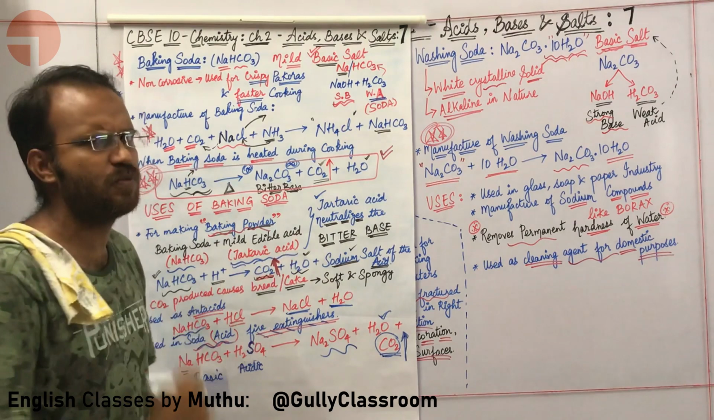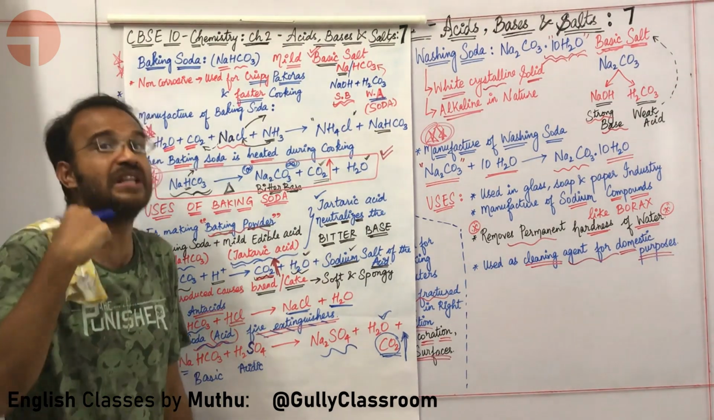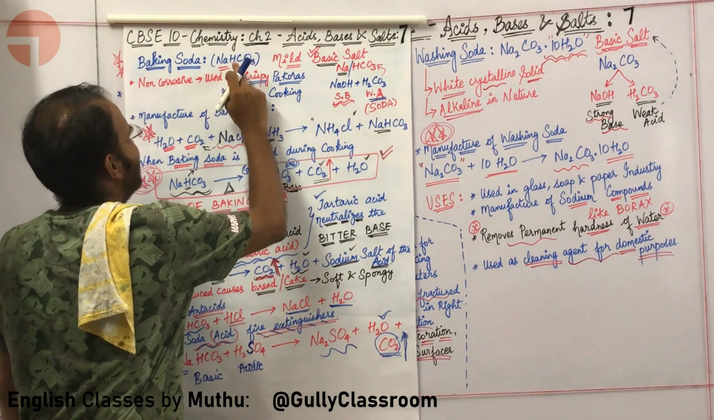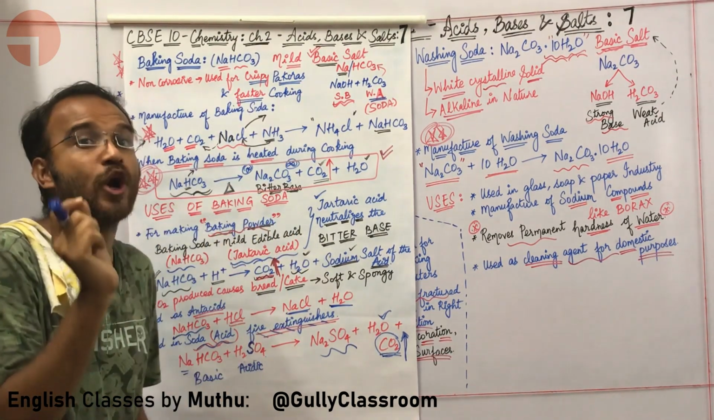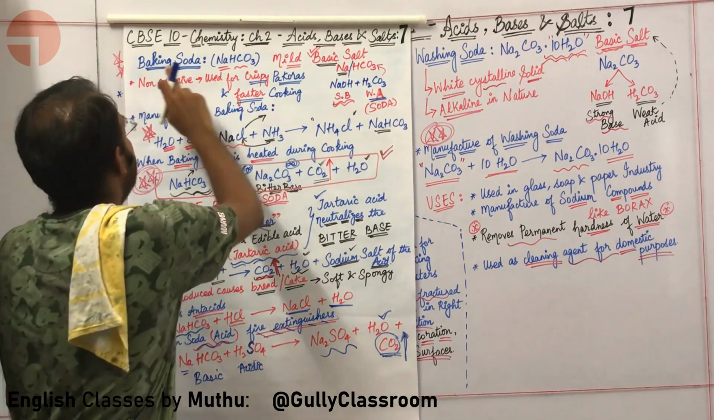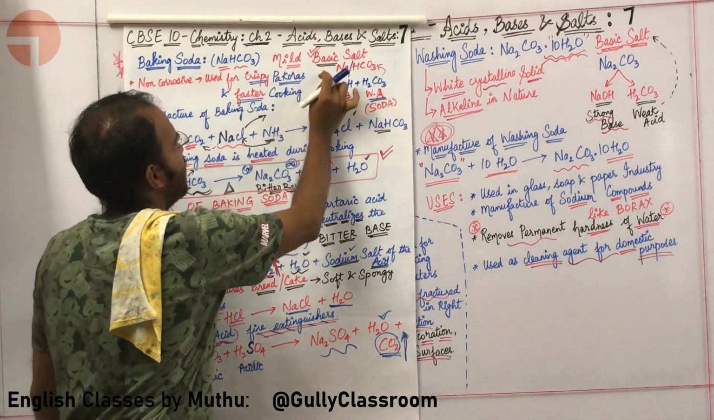Baking soda. What is baking soda? As we have seen in the last lecture, baking soda is nothing but sodium hydrogen carbonate, or it can also be called sodium bicarbonate. Baking soda is a mild basic salt.